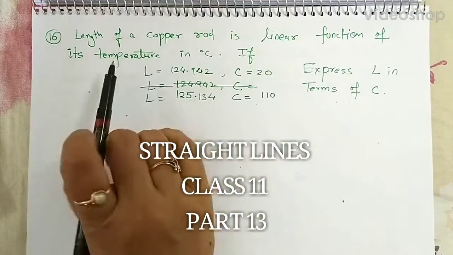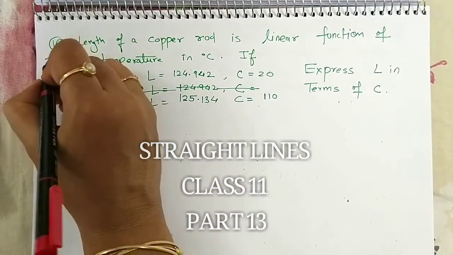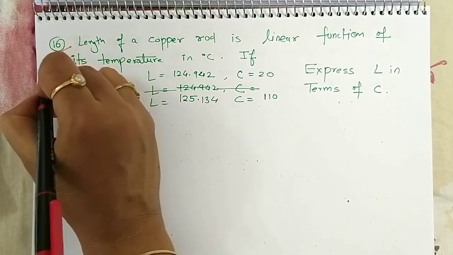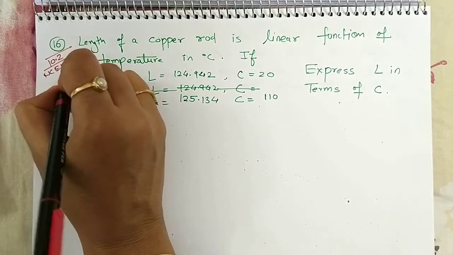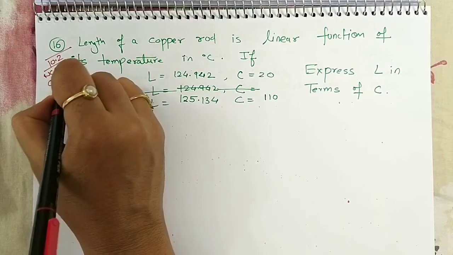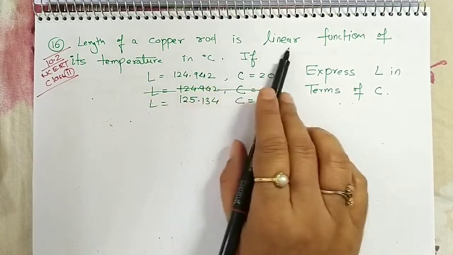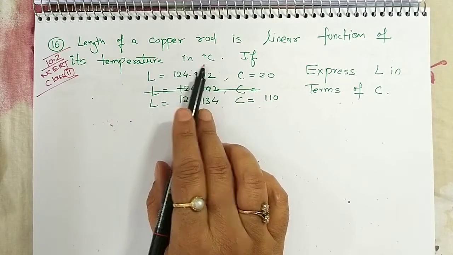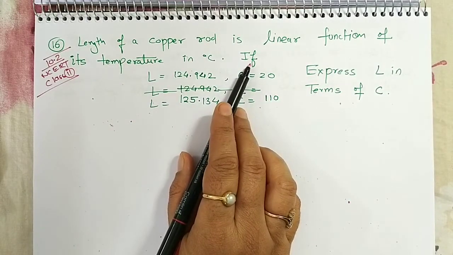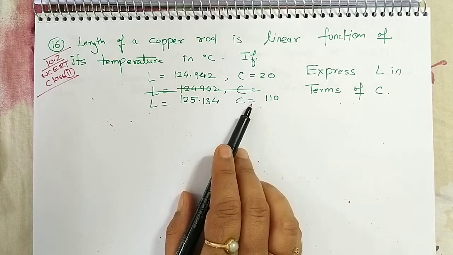Hello everyone, today we will see question number 16 from your exercise 10.2 NCERT, class 11th. Okay, so here is the question. The length of a copper rod is a linear function of its temperature in degrees centigrade. It means as we increase the temperature, the length will increase.